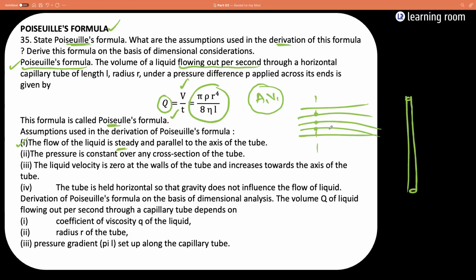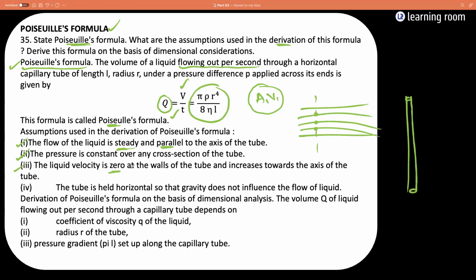It's called streamlined motion. What we consider here is that the flow of liquid is steady and parallel to the axis of the tube. Secondly, the pressure is constant over any cross section of the tube. So if you take the pressure at any cross section, it is going to be constant. Third, the liquid velocity is 0 at the walls of the tube and increases towards the axis of the tube.